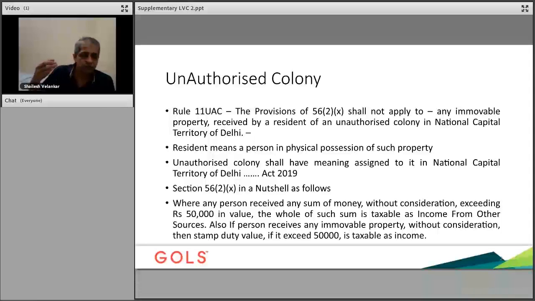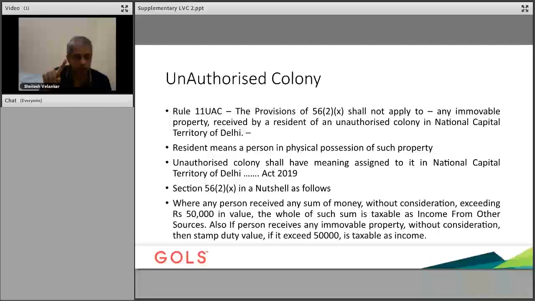Because this is a very typical provision. When I read it, I was required to go deeper and deeper inside it. First, what is an unauthorized colony? So go to Rule 11UAC. Then how it is related to Section 56. So go to Section 56 and like that. In short, Raghu is writing, there is a query. In short, except Delhi and NCR, this applies to the whole of India.